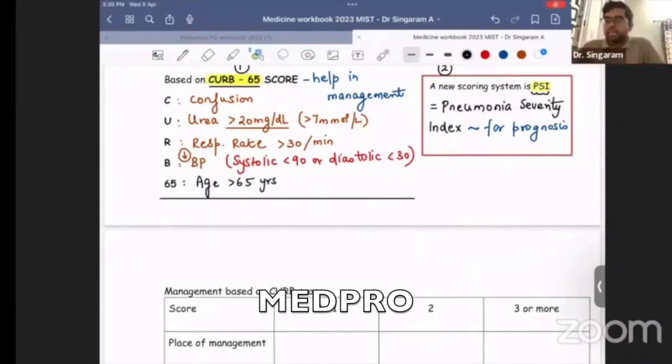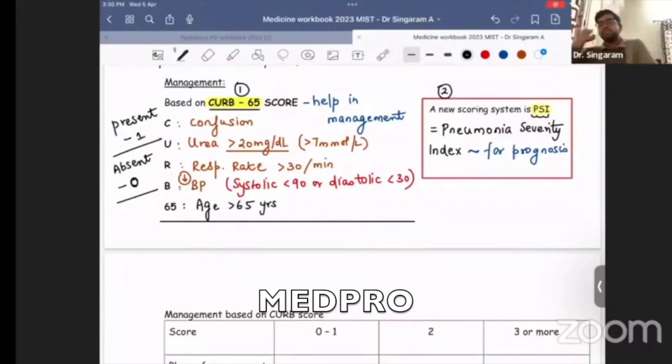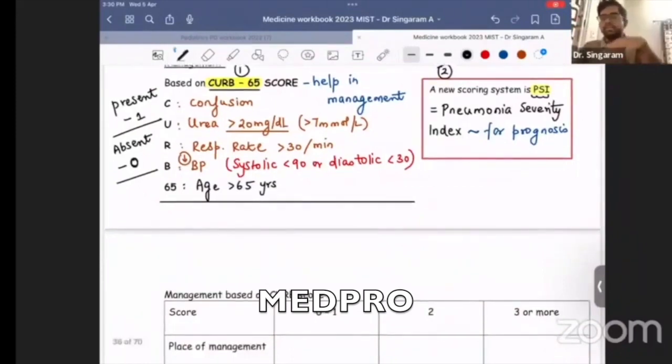And each of these parameters, how are you going to give the scoring? If it is present, you give a score of 1 for each of these parameters. If it is absent, it is given a score of 0. For example, confusion present, you give a score of 1 for that. Confusion absent, you give no score for that. So every parameter you have to take into account. You have to check the respiratory rate, the blood pressure, the serum urea levels, and you also have to check the age of the patient. For everywhere, you give 1 if it is present and 0 if it is absent.